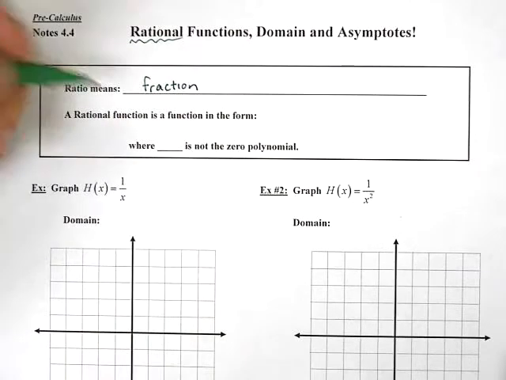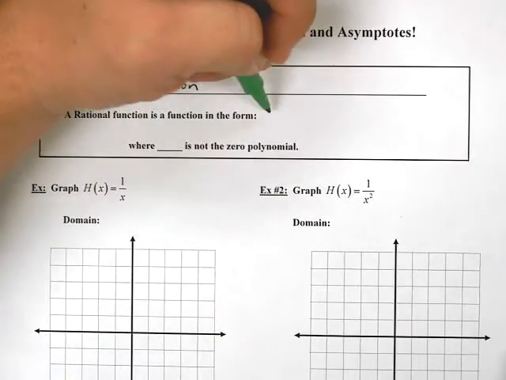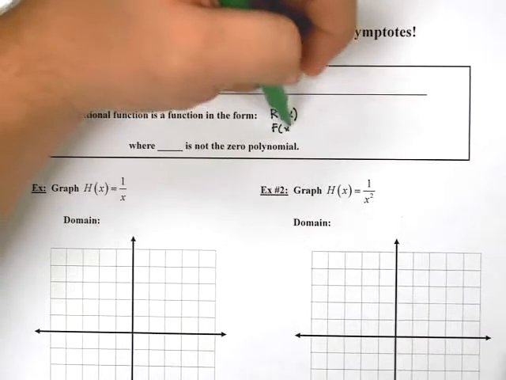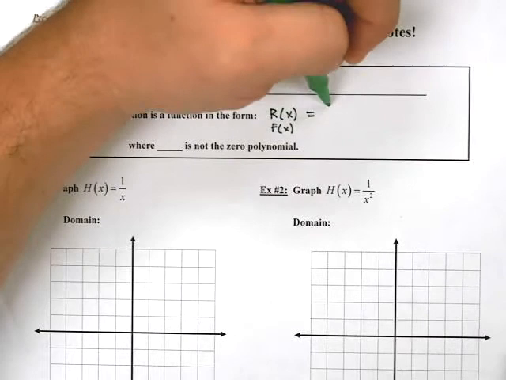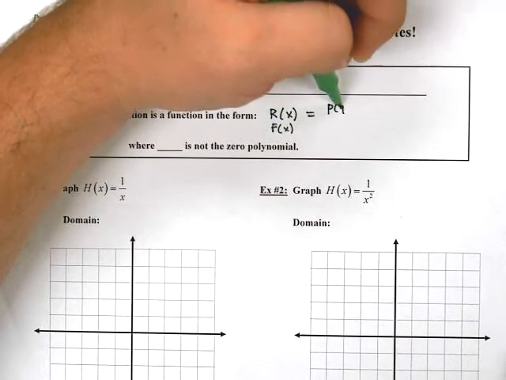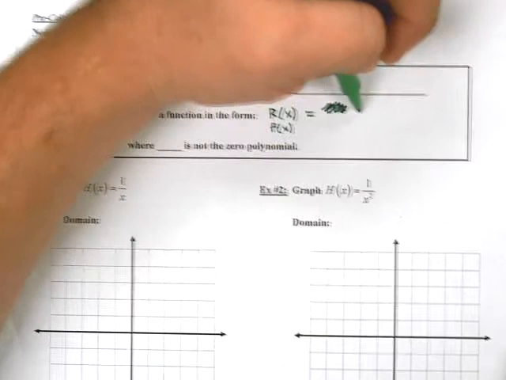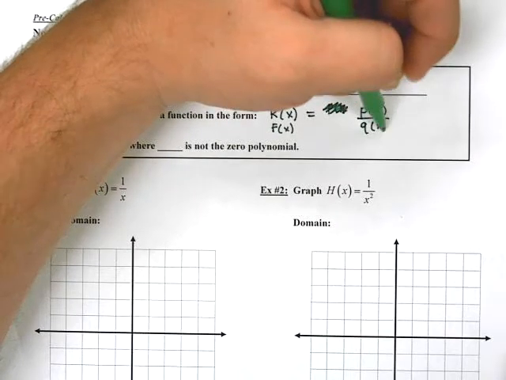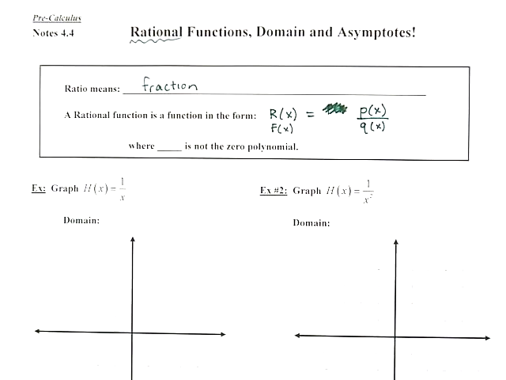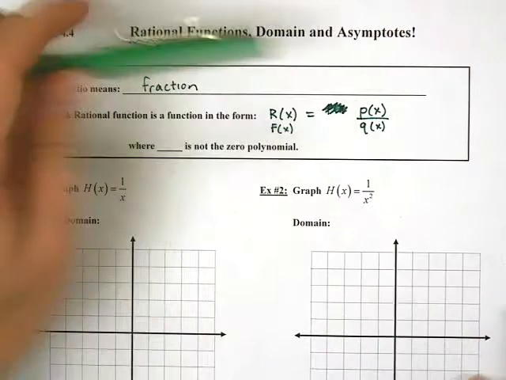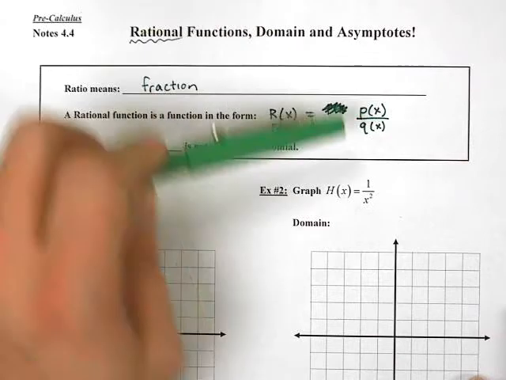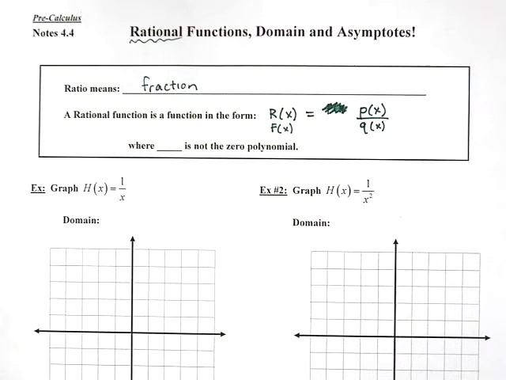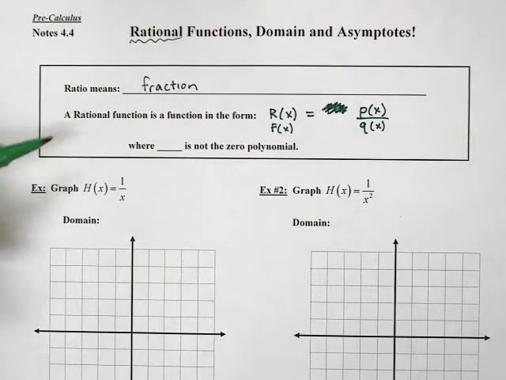A rational function is a function in the form r of x, or it doesn't matter, you can use f of x. But what I really care about is that it is p of x over q of x. And what do I mean by this? I mean I have a fraction. I have a polynomial in the top, I have a polynomial in the bottom. And when that is the case, we have a rational function.